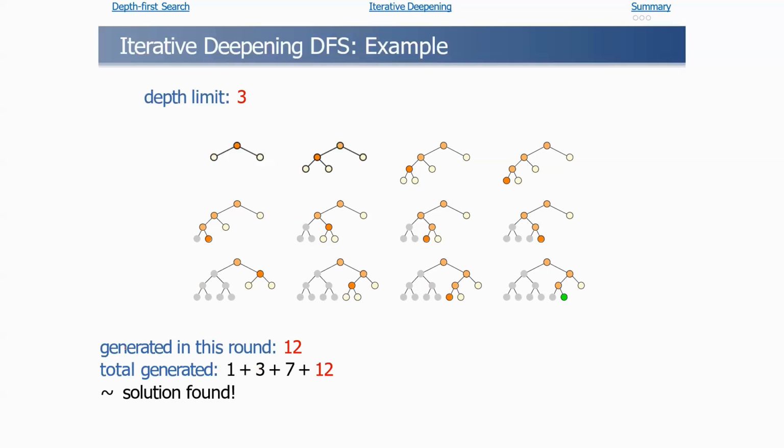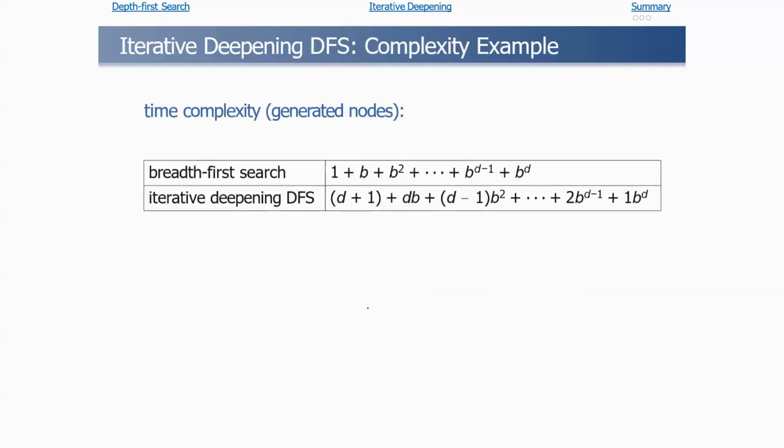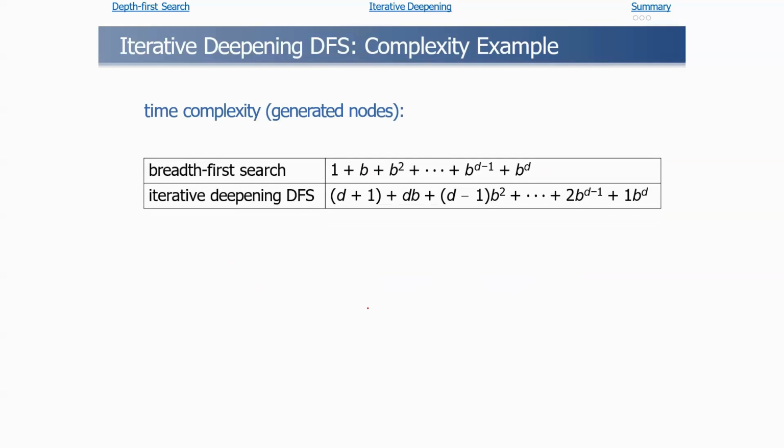So here I have generated 12 rounds for this, and the total generation is 1, 3, 4, 7, like I have 7 to 12. So I have found the solution. Here is a simple example of time complexity. For breadth first search and iterative deepening depth first search, I have a formula of 1 plus b plus b squared and so on, up to b to the d, so depth plus 1 terms.